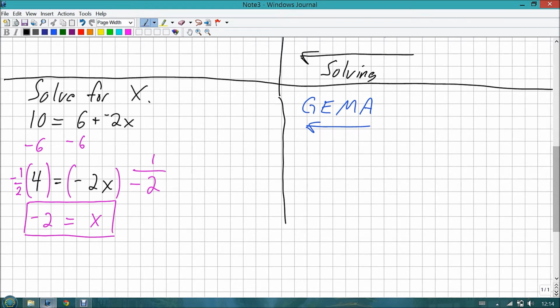So note the order of operations, right? We started out by getting rid of addition, using addition. The next step, we used multiplication to get rid of the multiplication. So to get rid of addition, you add. To get rid of multiplication, you multiply. And when you're solving, it's the reverse order of operations.